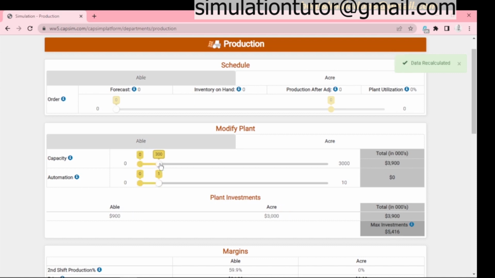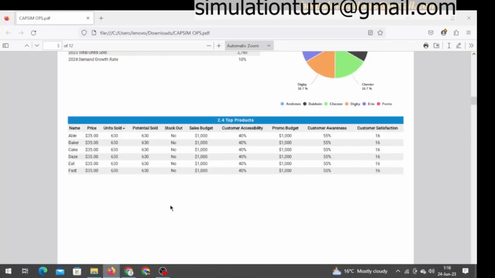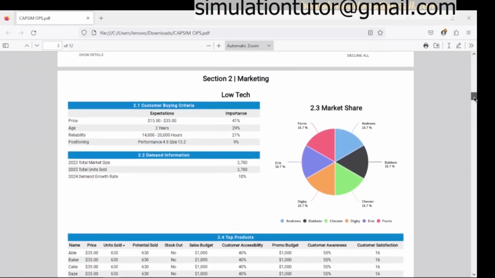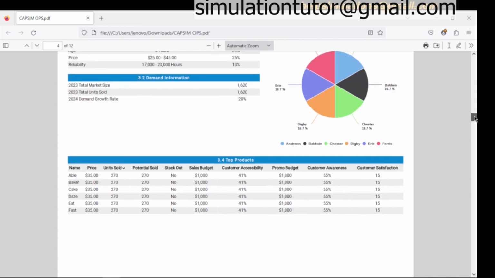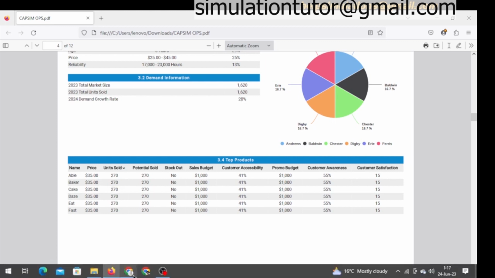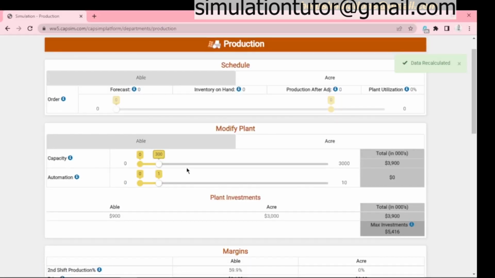So remember the market segment growth rate for the high-tech product. You can evaluate this from the report under the high-tech segment. So this is the high-tech segment. You can see the total units sold this year was 1620. The growth rate is about 20%. Everyone sold about 270 units, and the market is expected to grow by 20%. So increasing 270 by almost 20% gives you around 330. So I think for next year we can say that we'll sell about 330.